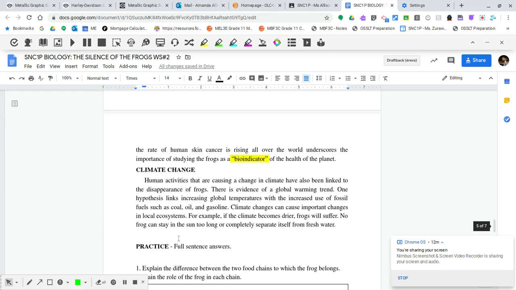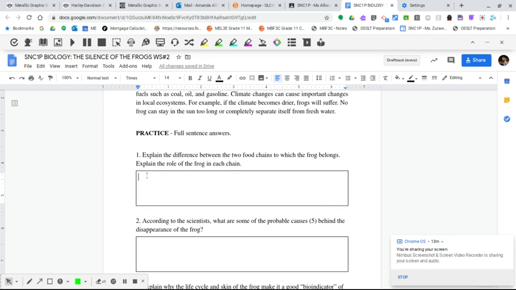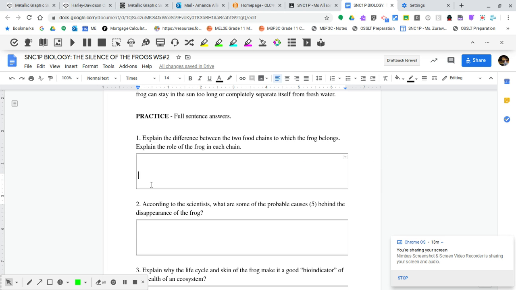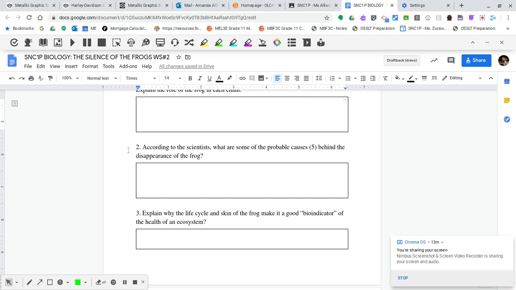Down here, you are going to give me the examples of the two chains, and then you're going to tell me the difference between the two food chains in terms of the frog. The frog is behaving as one thing in one food chain, and it's behaving as another in the other food chain. But I want you to list all parts of the food chains here. Okay. So number 2, according to scientists, what are some probable causes, so 5 of them, behind the disappearance of the frogs?